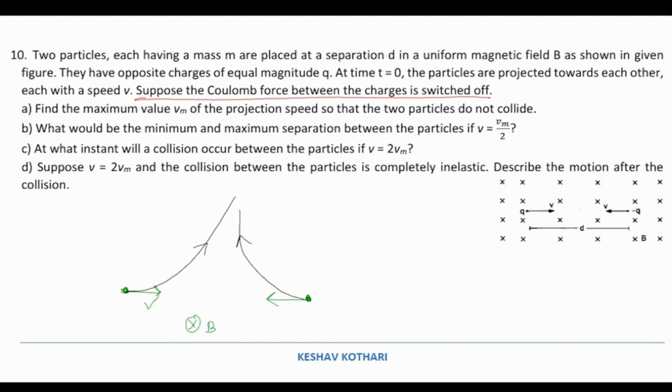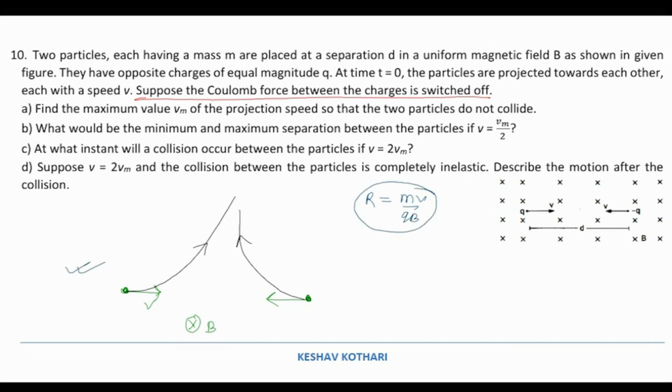Now the first part is asking: find the maximum value Vm of the projection speed so that the two particles do not collide. Since, as I mentioned, the value of charge, velocity and the value of masses is the same for both the charged particles, I can say that they both will move in the same radius, r equals mv by qB, and their motion is governed by the direction which we have already determined.